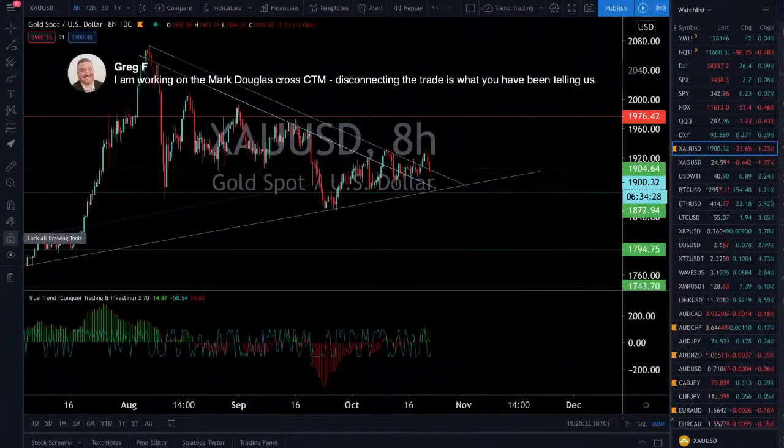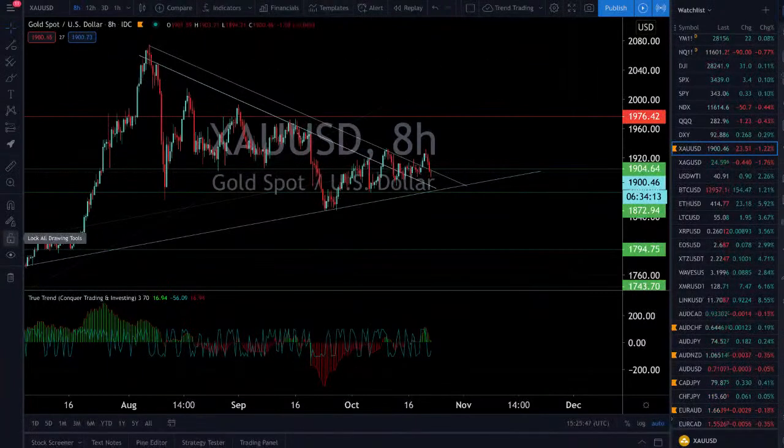Greg, working on Mark Douglas, Trading in the Zone, and comparing it to Conquering the Markets. Disconnecting the trade is what you've been telling us. Greg, first of all, when we were just in the States, I picked up the package, which I haven't unpacked my suitcase yet, but it's in there. So thank you for those. Second of all, this is like a treasure to me. I can't wait, even if it's a year from now, to get my hands on this.